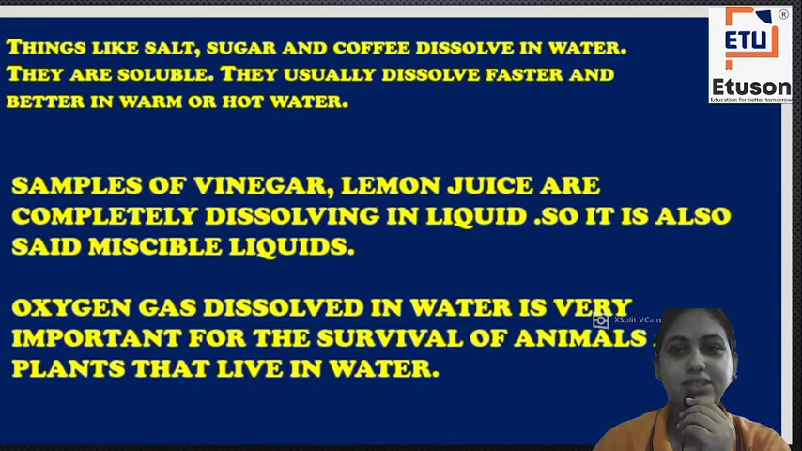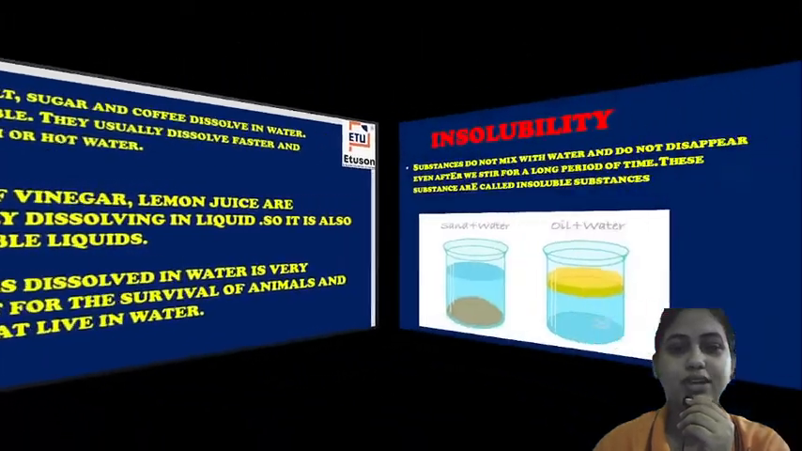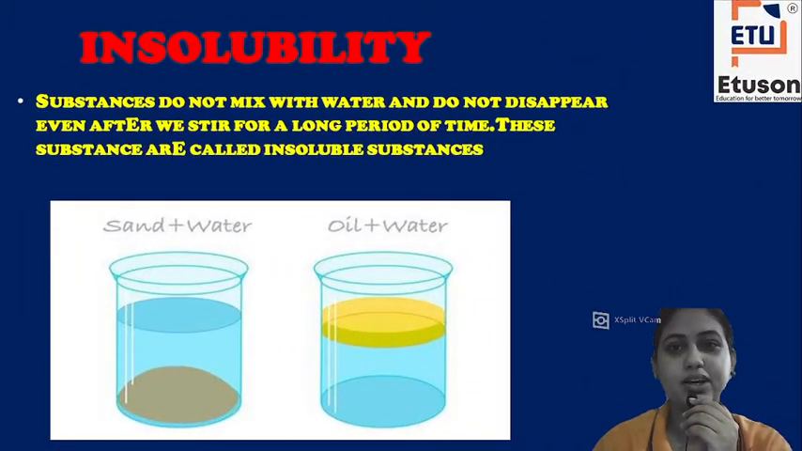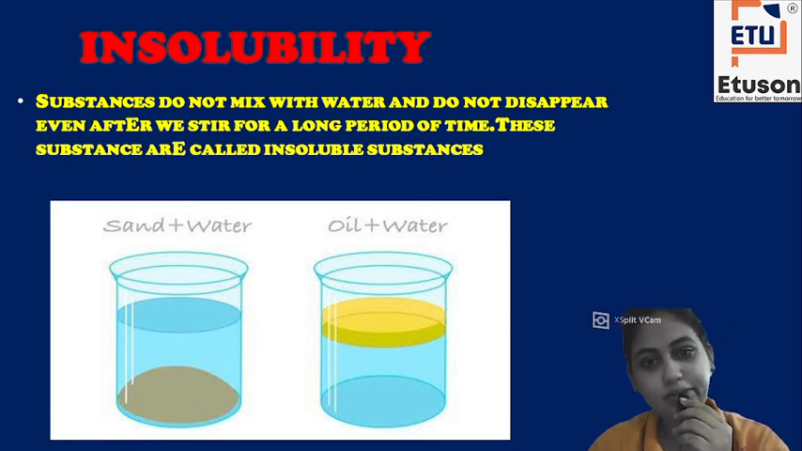Apart from these, there are some substances that, even when we stir for some time, do not get dissolved. Rather, they form a layer above or at the bottom of the liquid. Those are called insoluble substances. Substances that do not mix with water and do not disappear even after we stir for a long period of time are called insoluble substances.